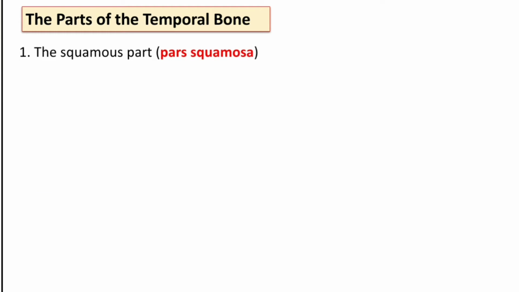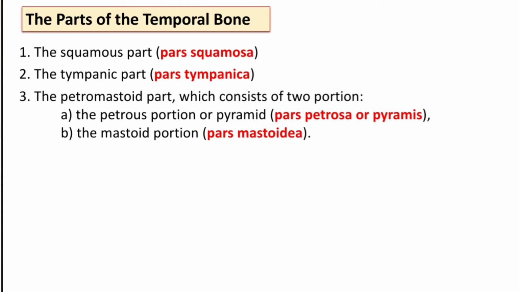Okay, so the temporal bone has 3 main parts. The squamous part, pars squamosa. The tympanic part, pars tympanica. And the petromastoid part, right? The petromastoid part has 2 portions. The petrous portion, or the pyramid, known as pars petrosa or pars pyramis. And the mastoid portion, pars mastoidea, right? So 3 parts: squamous part, tympanic part, petromastoid part, which has 2 portions, the petrous portion, which is a pyramid, and the mastoid portion.